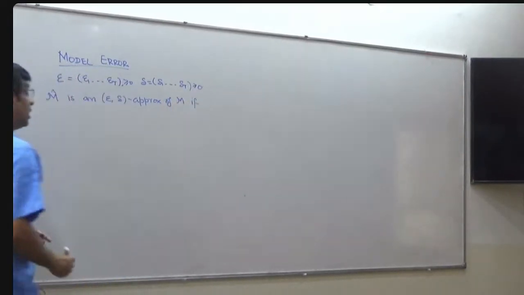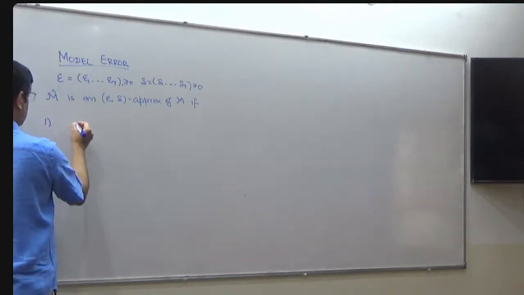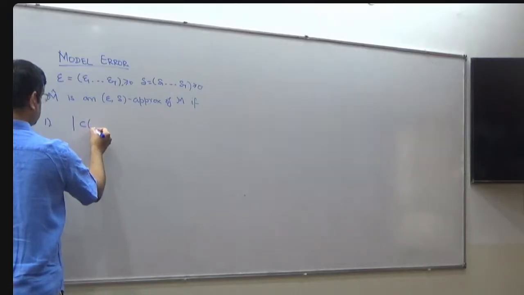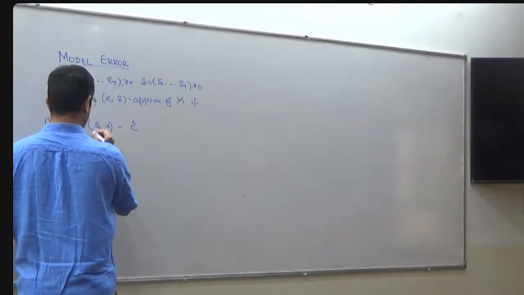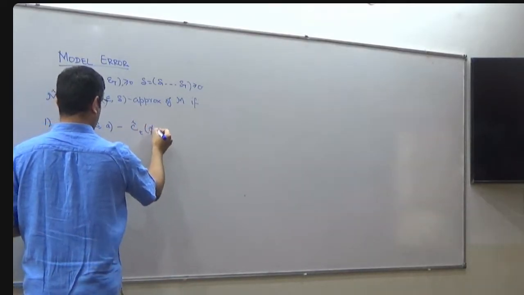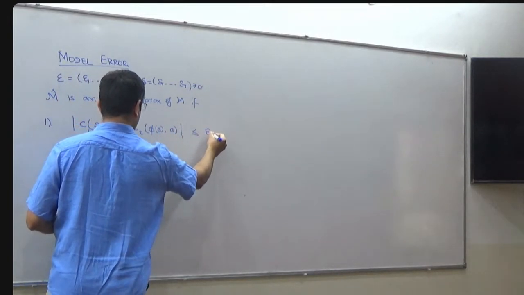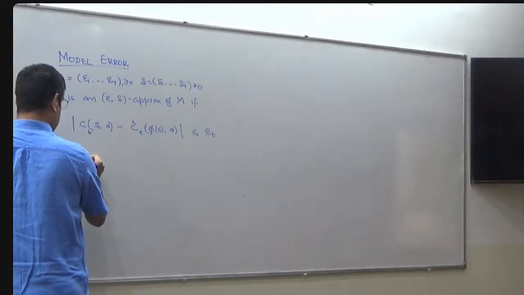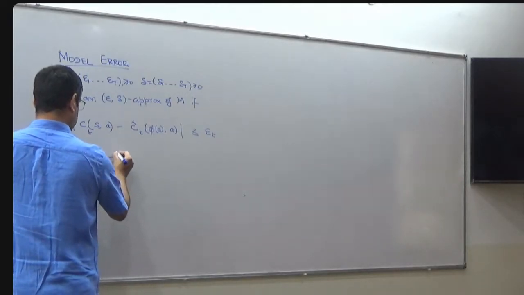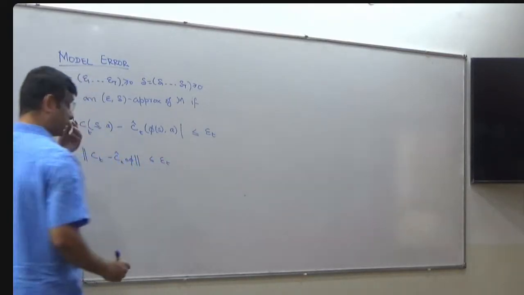If, let me write these things in full first, and then I'll write it in the compact notation. So first property that I want is that when I look at the cost for any state and action, and I compare this with the cost that I will get in the approximate model, this should be less than or equal to epsilon t. Okay. This is equivalent to saying that Ct minus C hat t composed with F is less than or equal to epsilon t.